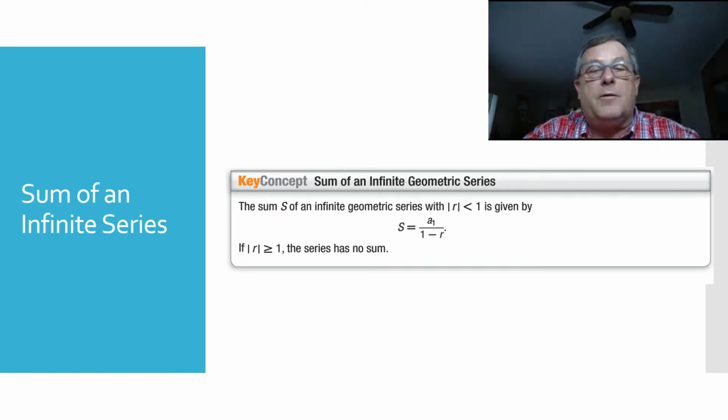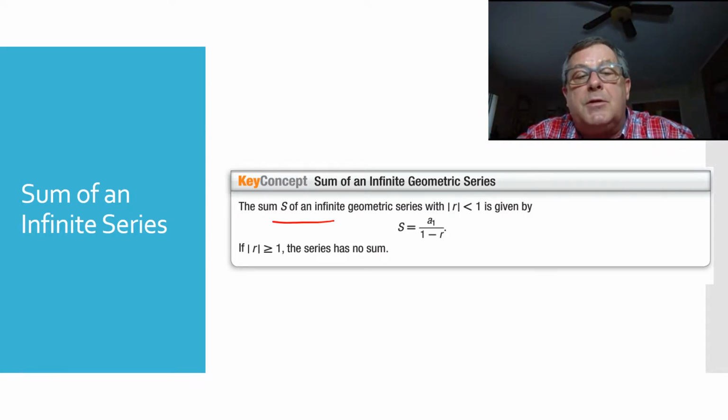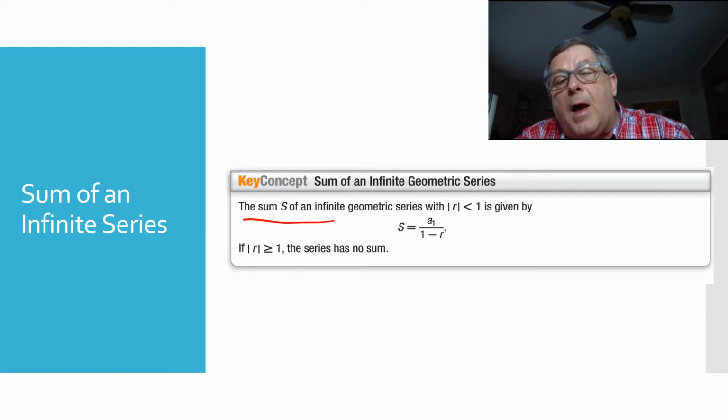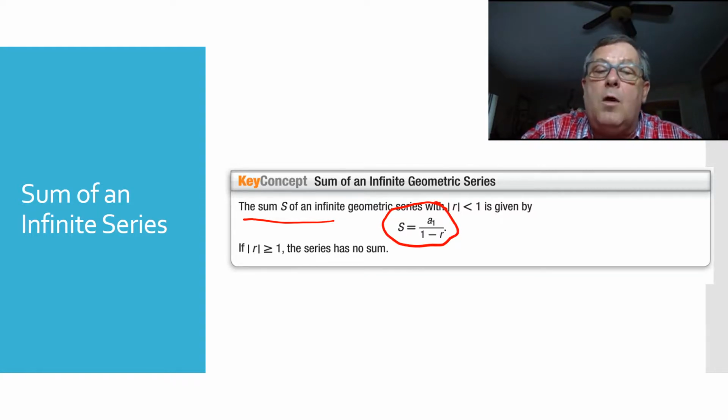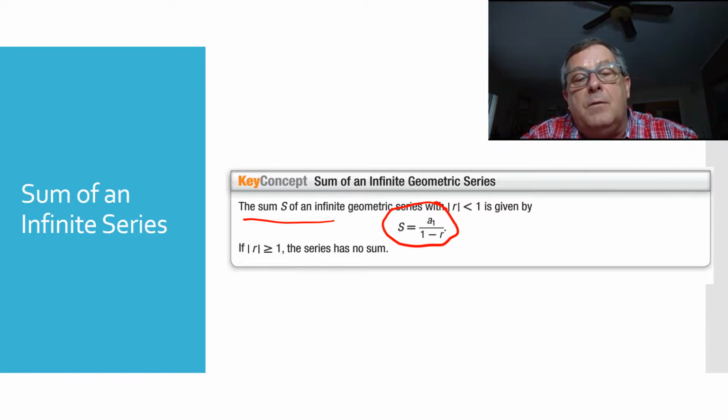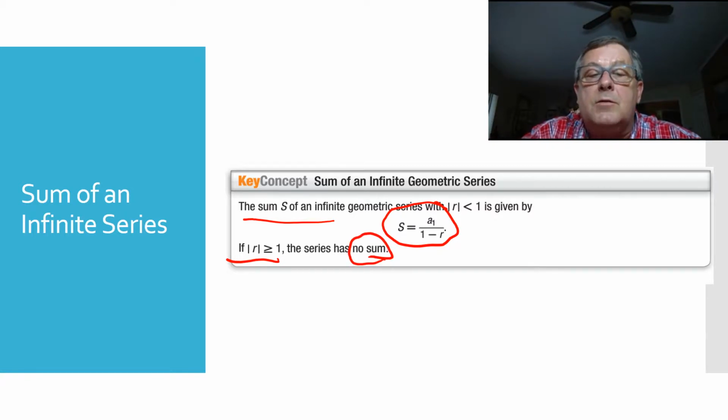And so we see here that the sum of an infinite series, when the absolute value of the common ratio is less than 1, can be given by this formula. The sum is equal to A1 over 1 minus R, which R, of course, is the common ratio. Now, if the absolute value of the common ratio is greater than or equal to 1, well, then the series has no sum. No sum exists.